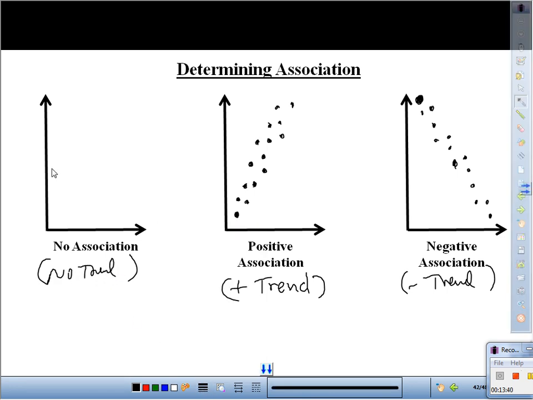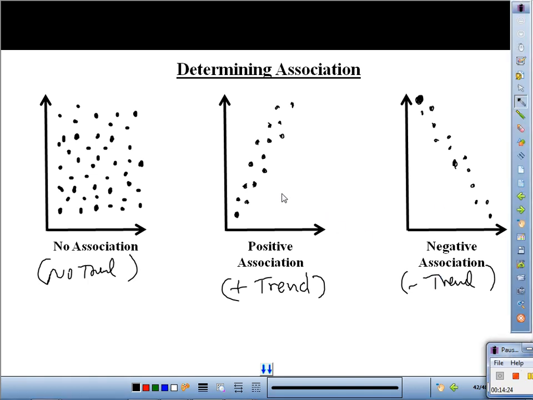So watch. It's not about the watermelon. So if you see it, it's not going either up or down. It has no pattern to it. That's why this is no association or no trend. Does that make sense? Copy that, please.